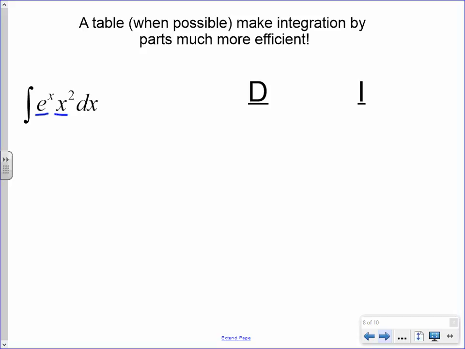What would be our u? X squared. That's what's going to go in our D column. Wait, so these are what now? D is what we would put in for u. And what we would pick for dv would be our integrate column.